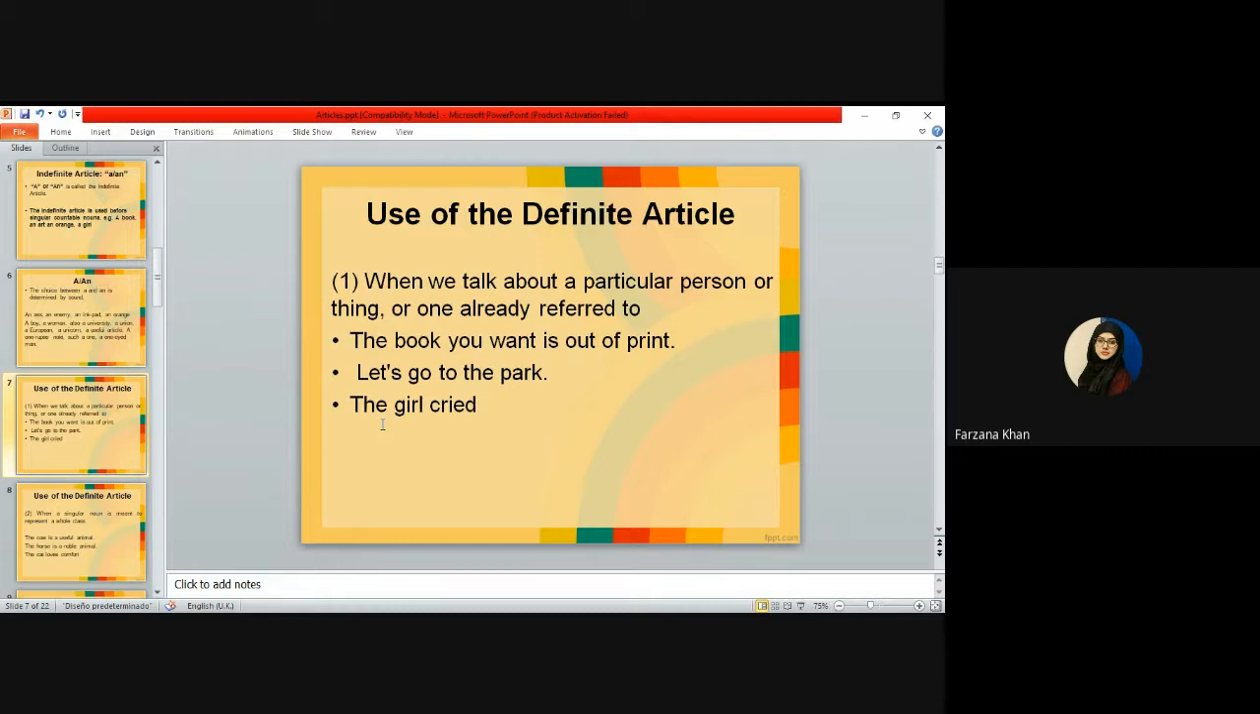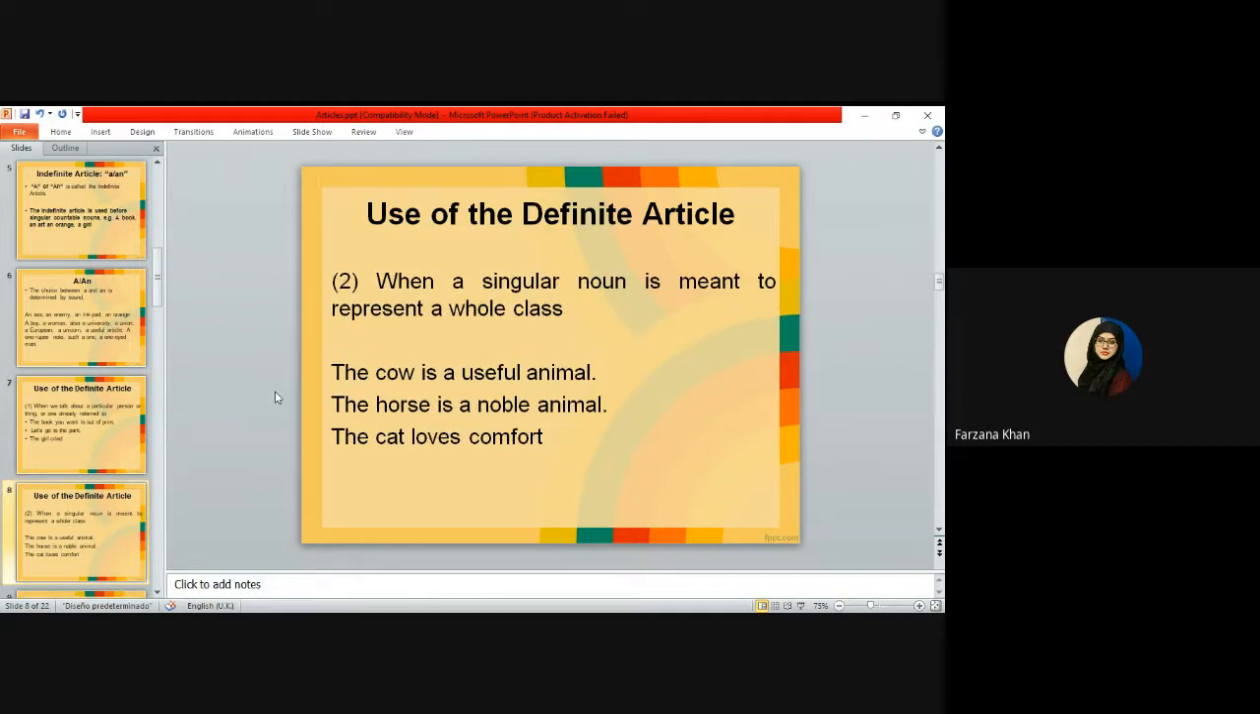So you use the definite article when you talk about a particular person, place, or thing, or the one which is already referred to in the conversation, and the one about which you are pretty clear that your listener, your audience, already knows about it. Well, it is the first rule of the use of the definite article. Here is the second rule of using the definite article.